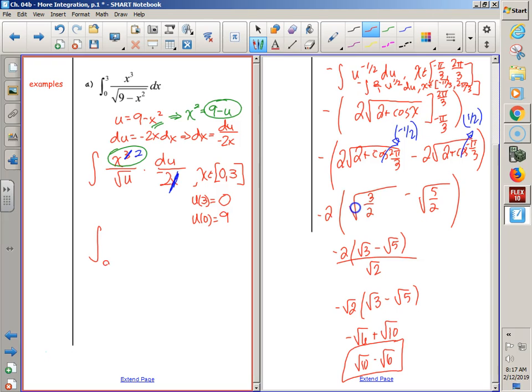Is it a problem that I'm going from 9 to 0? No, I can still do FTC. It's awkward. Could we switch it and make it opposite? Yeah, maybe we will. But for right now, 0 has to go on top, 9 has to go on bottom, because they have to match up with the lower and upper bounds that were x's, just in terms of u. Are we okay? Why am I writing them? Because they are now u's, which match up with my du's. So I'm going to have 9 minus u, plugging in for x squared, all over square root of u du.